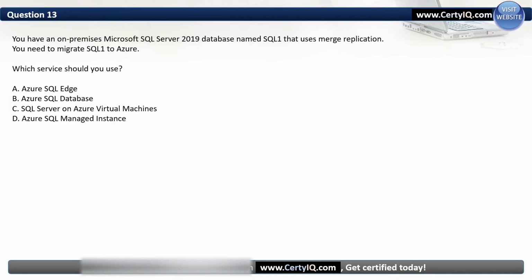Question 13. You have an on-premises Microsoft SQL Server 2019 database named SQL1 that uses merge replication. You need to migrate SQL1 to Azure. Which service should you use? The correct option is C. SQL Server on Azure virtual machines.